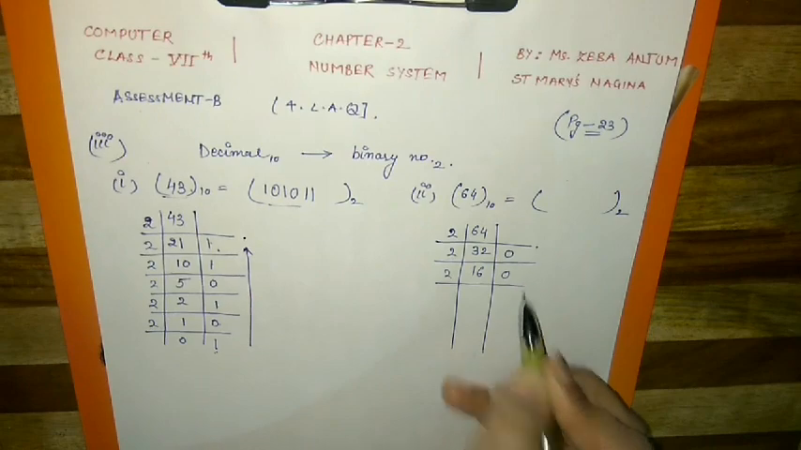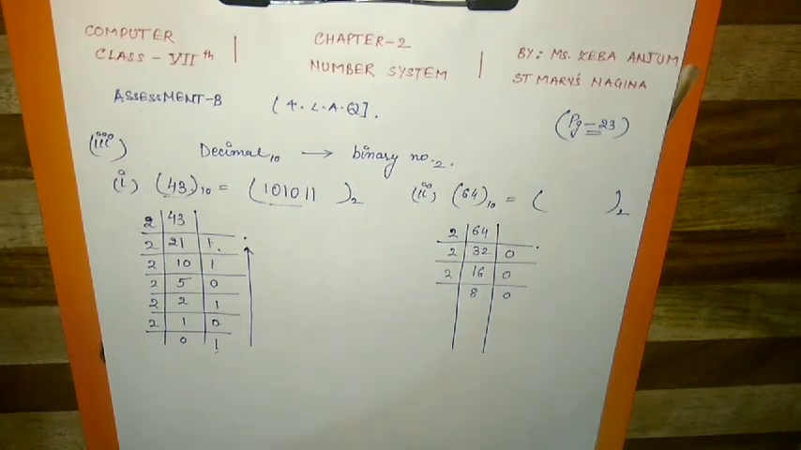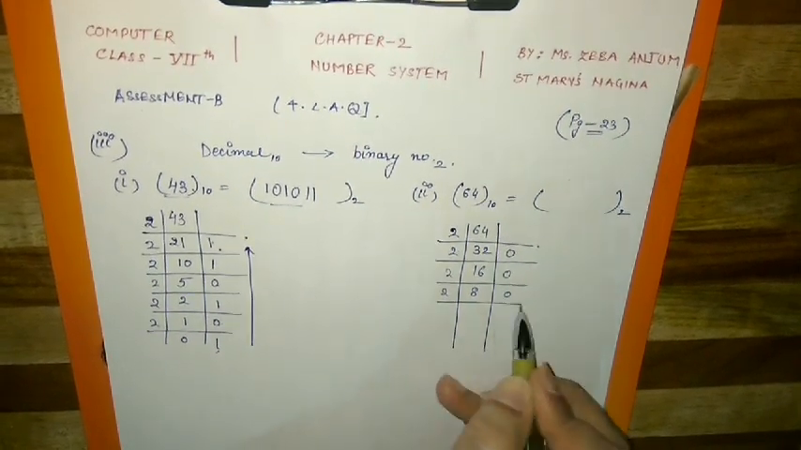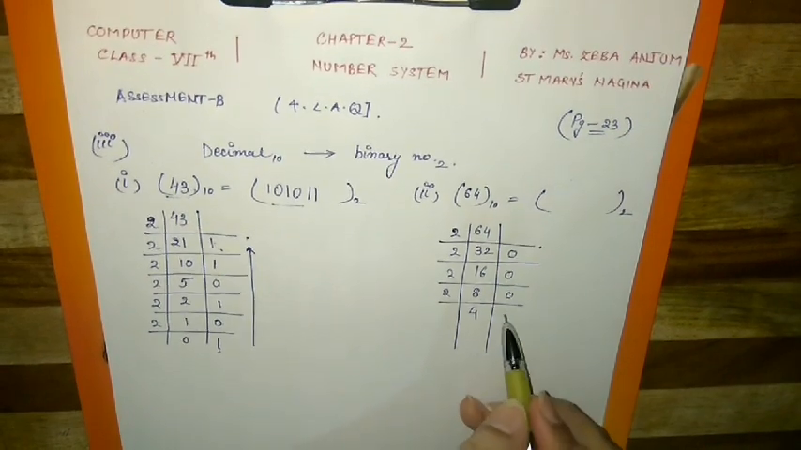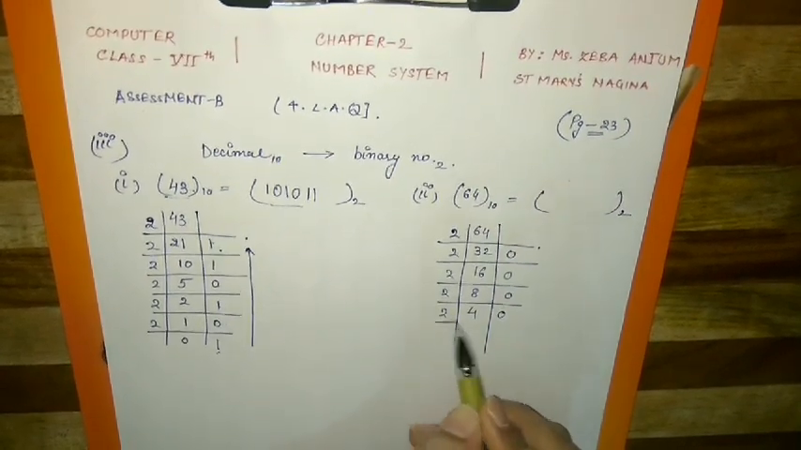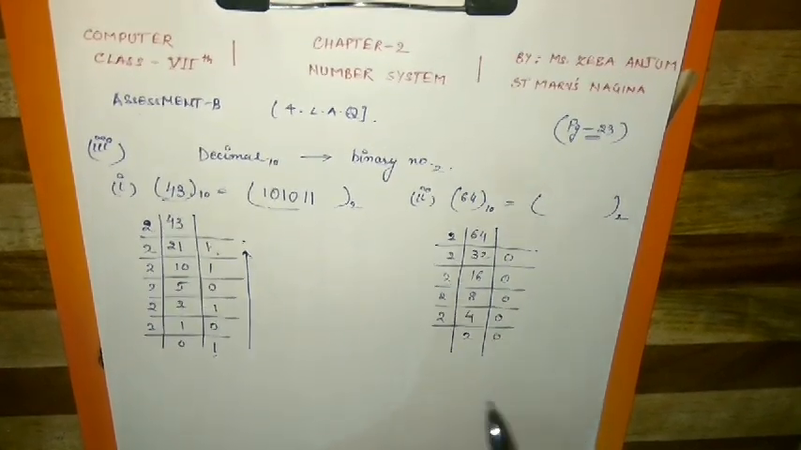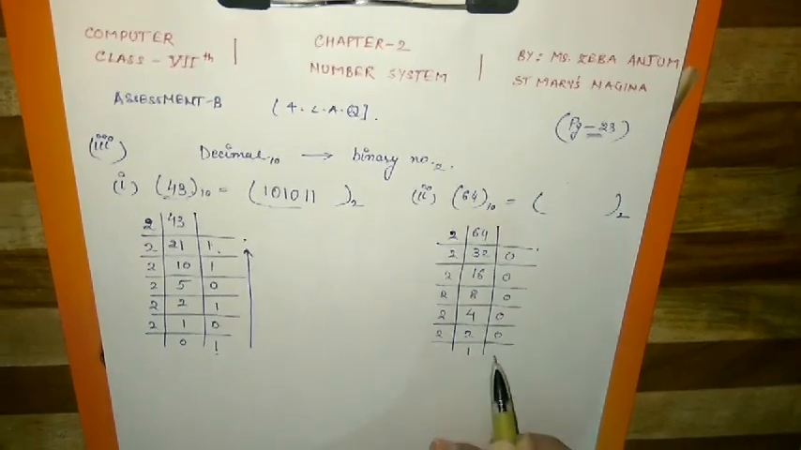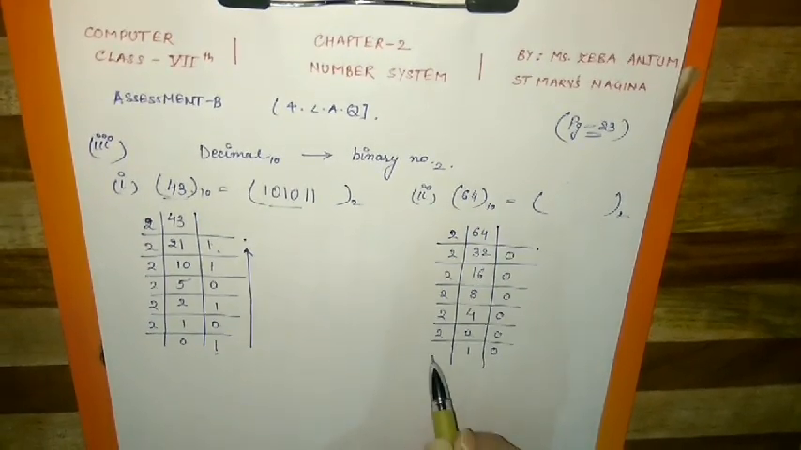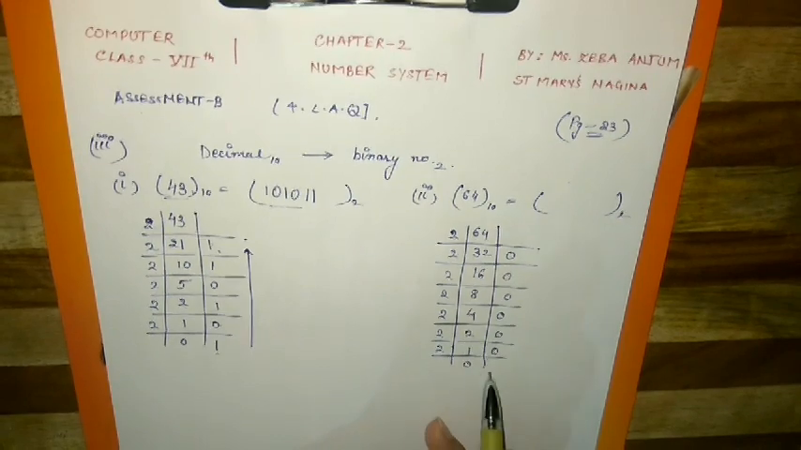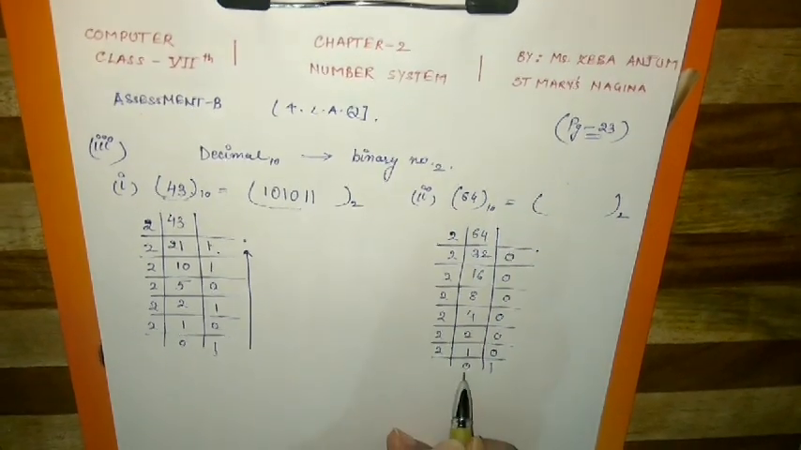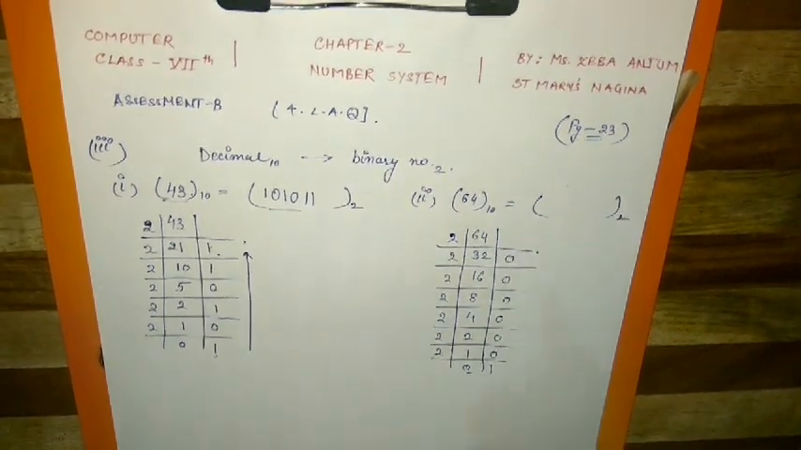Again divided by 2 you will get 8 as a quotient, 0 remainder. Again divided by 2 you will get 4 as a quotient and 0 as a remainder. Again divided by 2, 2 2s are 4 and 0 remainder. Again 2 1s are 2 and 0 remainder, and at the last 0 and 1. We are going to stop when we get 0 as our quotient.